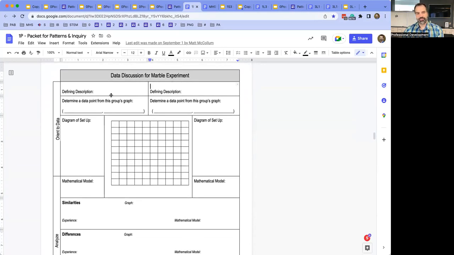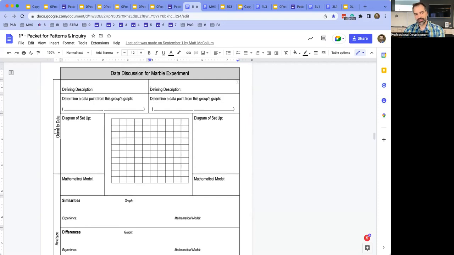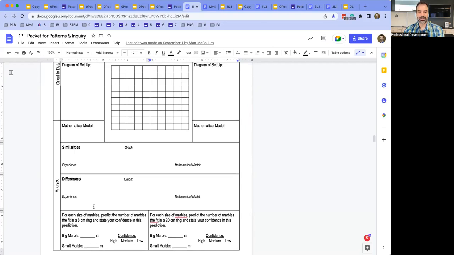And I'm not going to go through every box, but graphic organizers are powerful, right? There's just a box for each little thing that we want to make sure students talk about: defining, description, small ball bearing or cherry tomato, big ball bearing or heirloom tomato. And then, determine the data point from your graph and share it. Hey, when I had a 10 centimeter width, 80 ball bearings fit in mine. So again, that's that orient to the data. And then of course, here are the similarities and differences, and they're analyzing that.